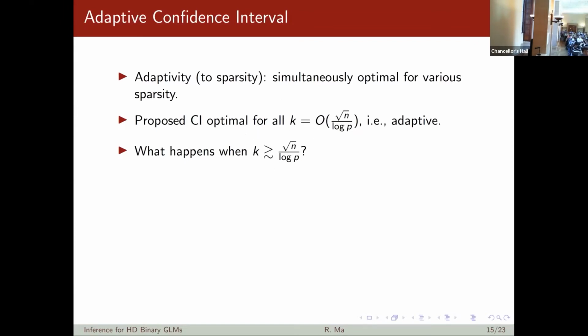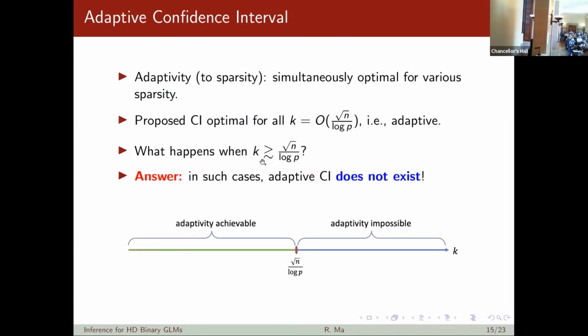And this leads to our second result in this part. We show, to our surprise, that beyond the ultra-sparse regime, an adaptive confidence interval actually does not exist. So it means that it's not simply a limitation of our proposal. It is fundamentally rooted in the difficulty of the problem in the less sparse case. It is simply impossible to construct a confidence interval that is simultaneously optimal for a sparsity K1 and another sparsity K2 that are both larger than this quantity.